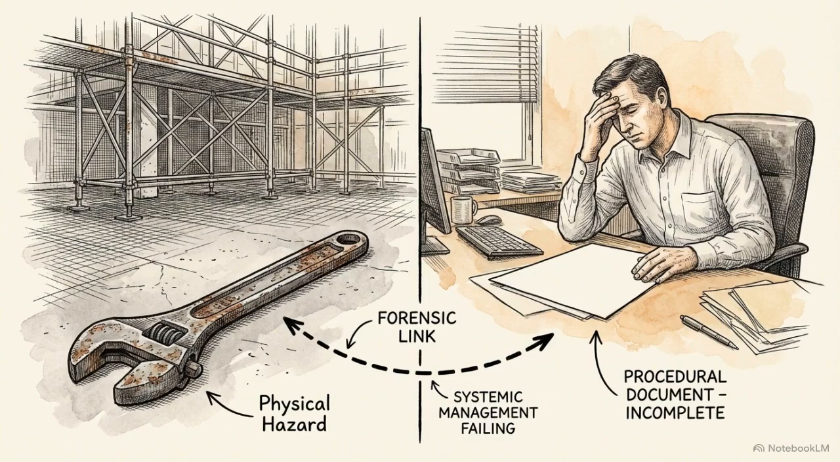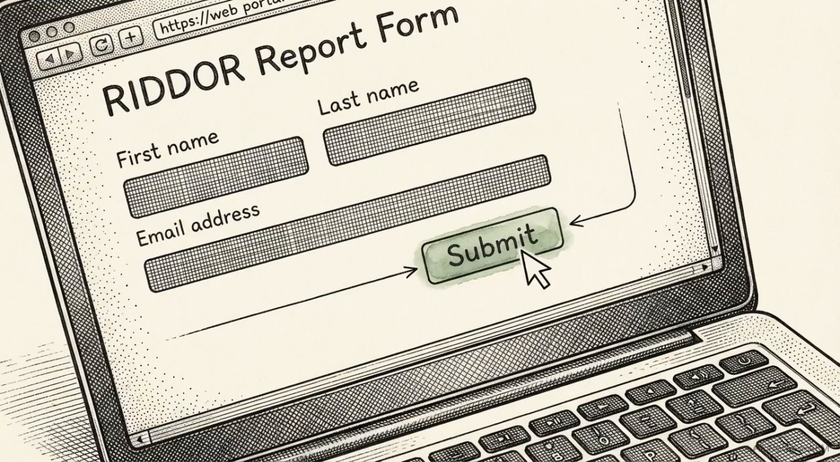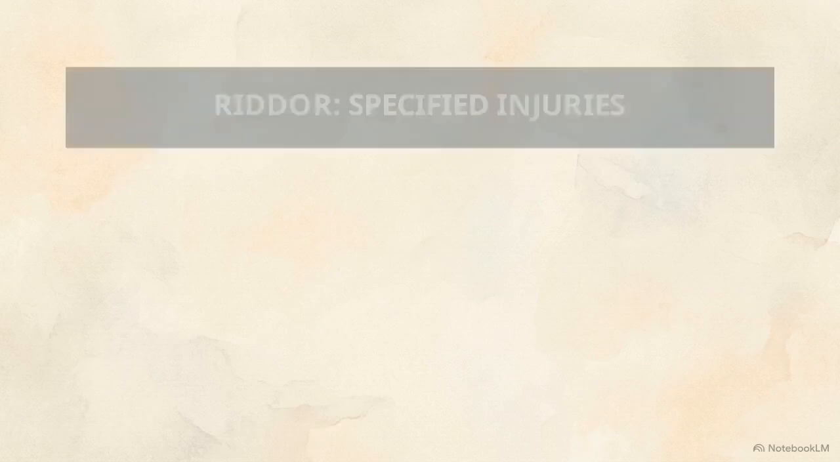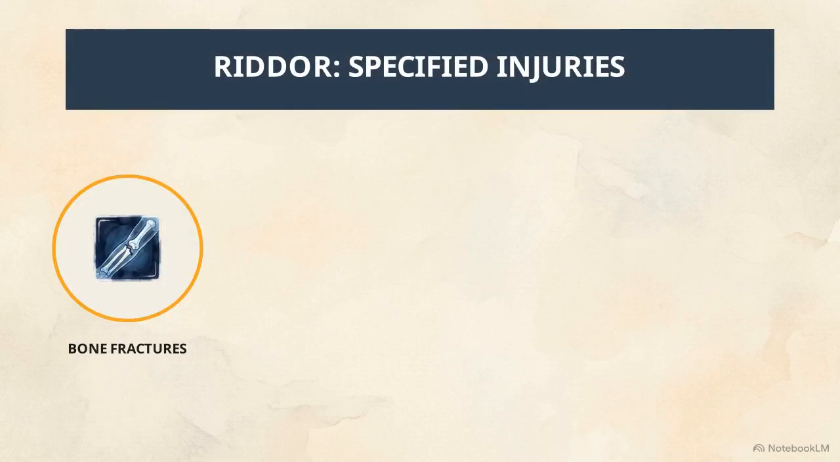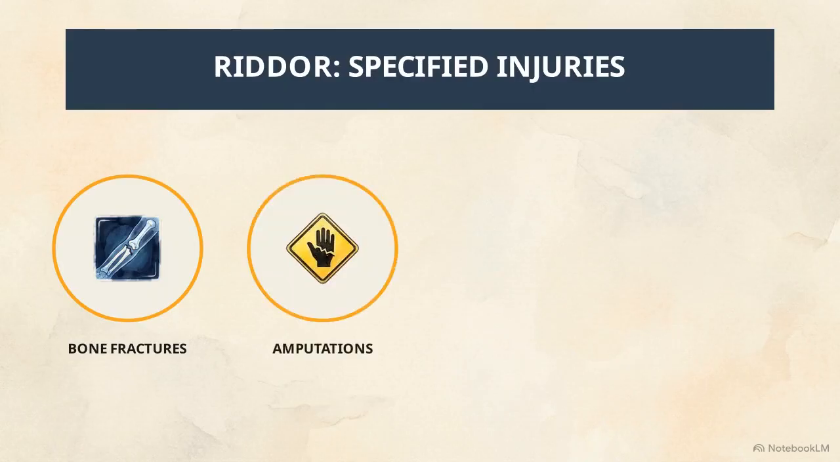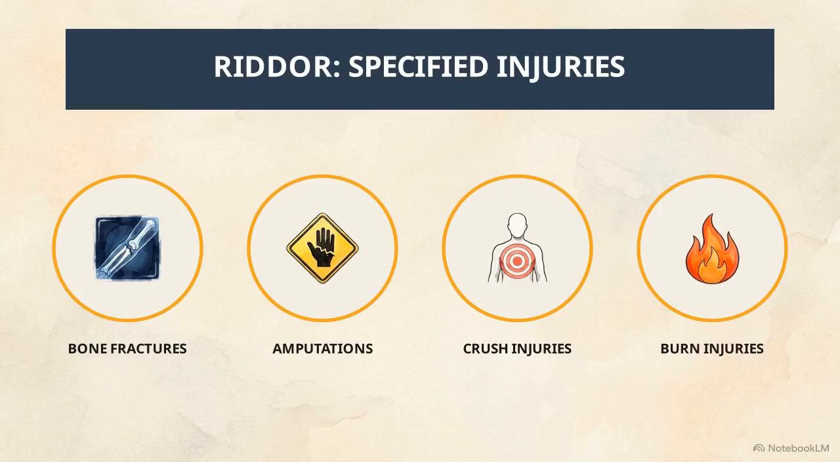Because this fire caused a plant stoppage of over 24 hours, it must be reported online as a dangerous occurrence under RIDDOR, the Reporting of Injuries, Diseases, and Dangerous Occurrences Regulations. RIDDOR also mandates reporting specified injuries. This category includes bone fractures, amputations, crush injuries to the head or torso, and burn injuries covering more than 10% of the body.